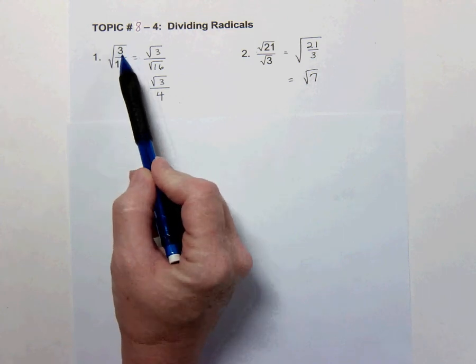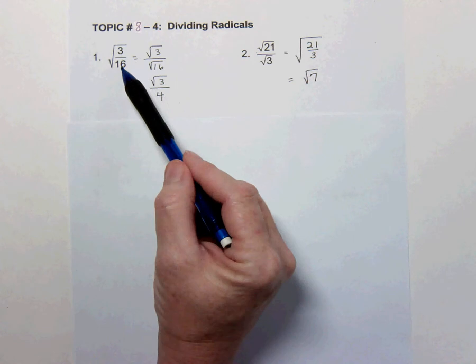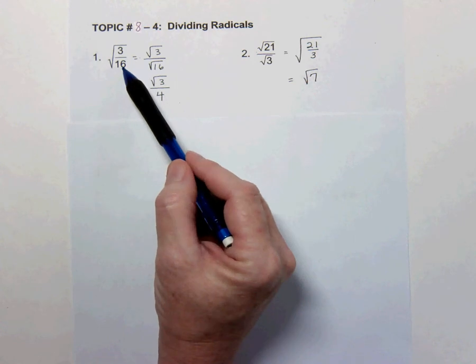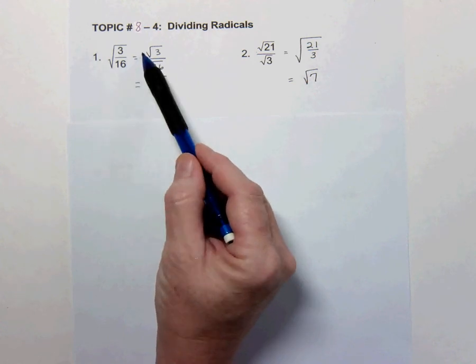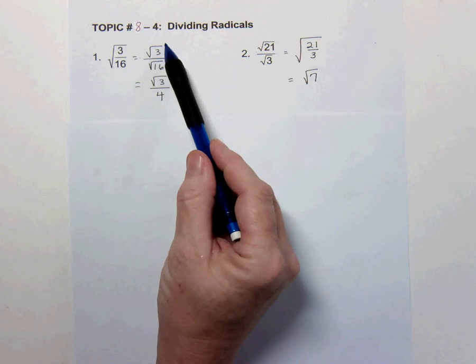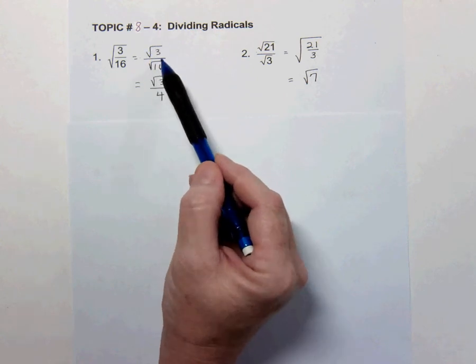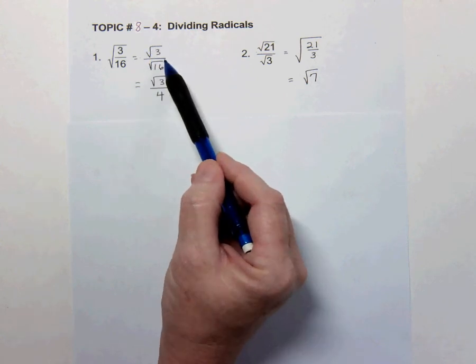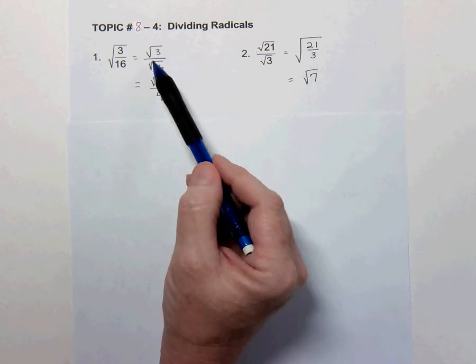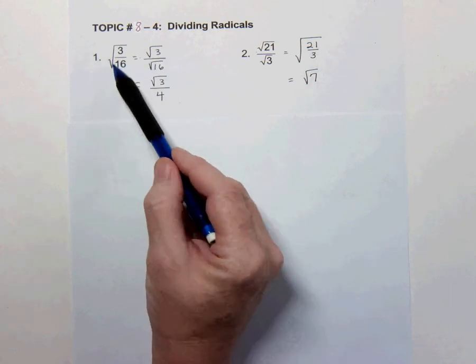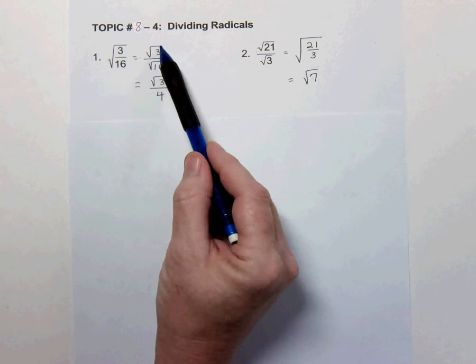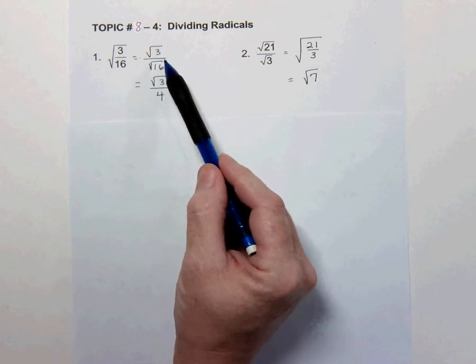Notice you can do one of two things. You can look at it and see if it can reduce, which it cannot. So if it doesn't, go ahead and take each one and separate them into a numerator and denominator, each with its own separate radical. You've taken this large radical and separated it into the top and the bottom.